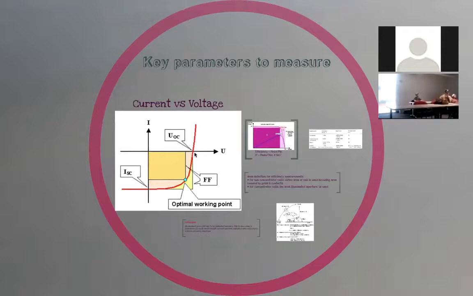Now, these numbers here, ISC and UOC, are very, very important for a solar cell. The UOC, as we will see later on, is actually a measure of the band gap of the device. And ISC is a measure, in a sense, of the intensity of the light incident on the device.